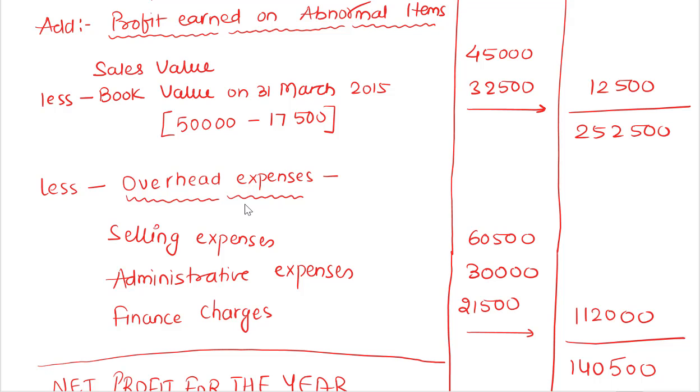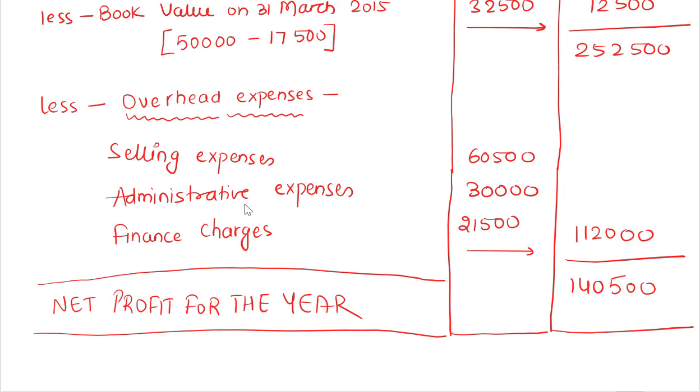We will deduct the overall overhead expenses. In the question, three overhead expenses were listed: selling expenses, admin expenses, and finance expenses. All three needs to be deducted. So 60,500, 30,000, and 21,500 together come to 1,12,000. Deducting it, 2,52,500 minus 1,12,000, we received the net profit for the year, that is 1,40,500.